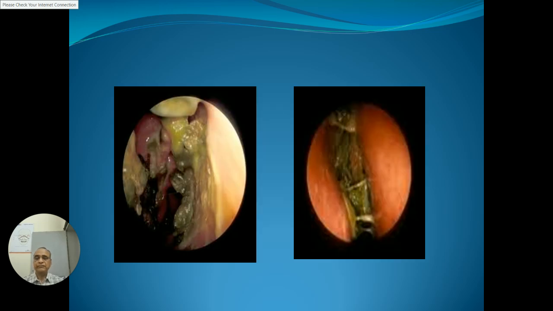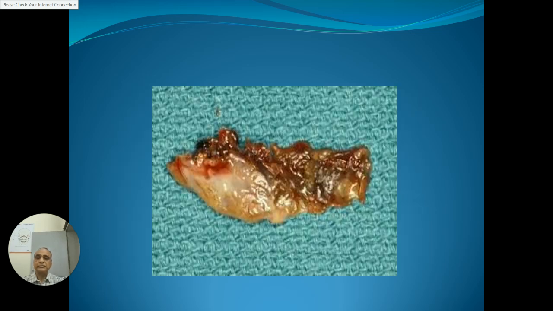So these are some other clinical findings. You could see green or yellowish colored crust totally occupying the nasal passage. So that will lead to obstruction of the nose. That's why one of the complaints is nasal obstruction, in addition to other symptoms.